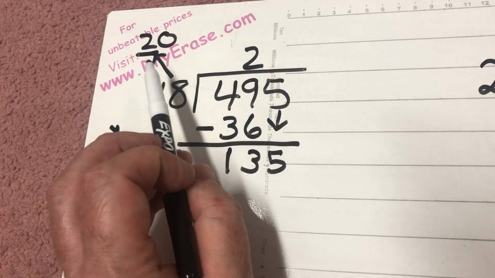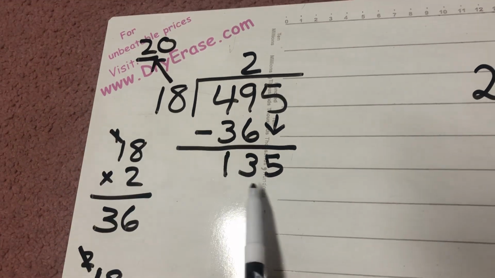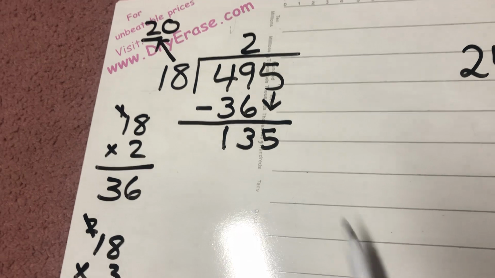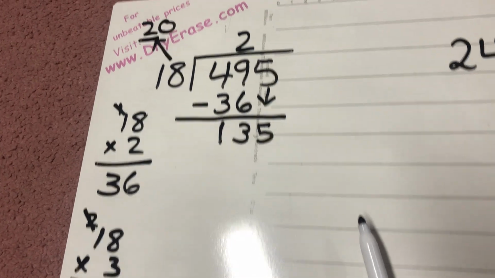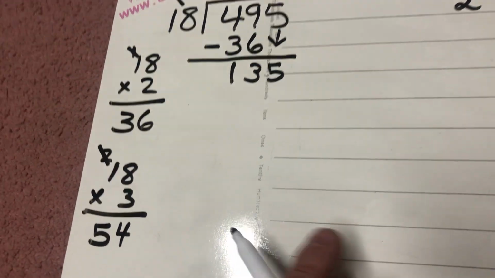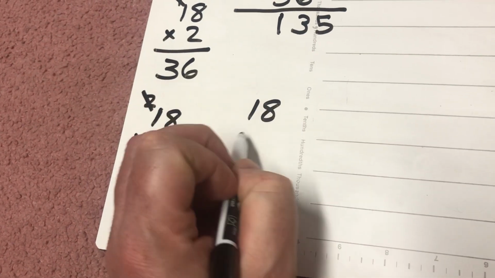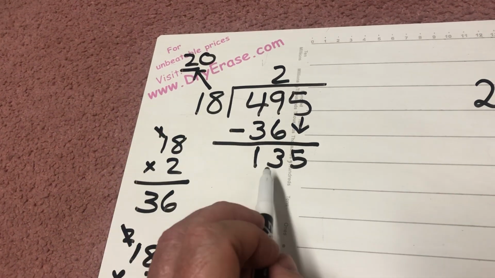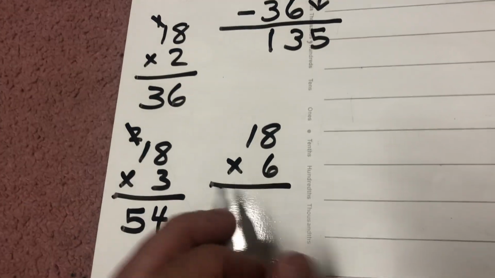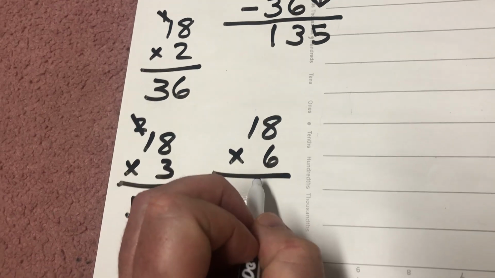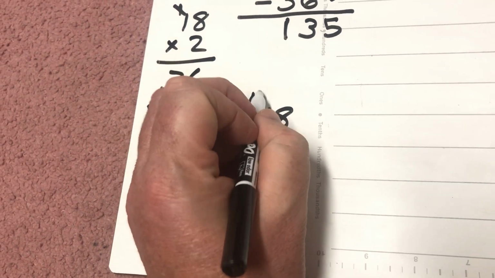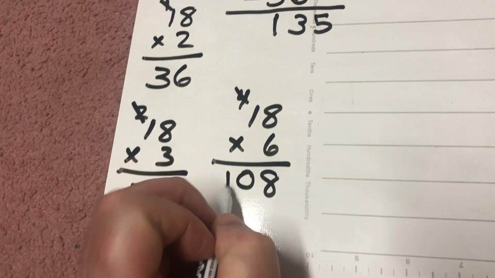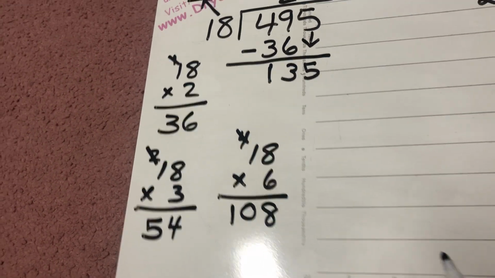Well, remember, I think the number of times that 2 goes into 13 is the same number of times that 18 can go into 135. Well, 2 can go into 13 6 times. So I'm going to try 18 times 6. 6 times 8 is 48. Put the 8 down. Carry the 4. 6 times 1 is 6. Plus 4 is 10. I get 108.